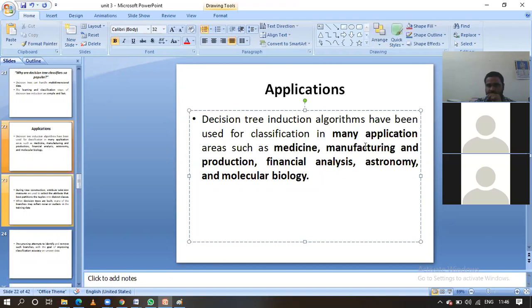Okay, in the medicine field, in the manufacturing and production fields, and in finance analysis. There are also other applications where we use decision trees: in astronomy and in molecular biology, such as DNA and RNA sequences. These are also applications, guys.